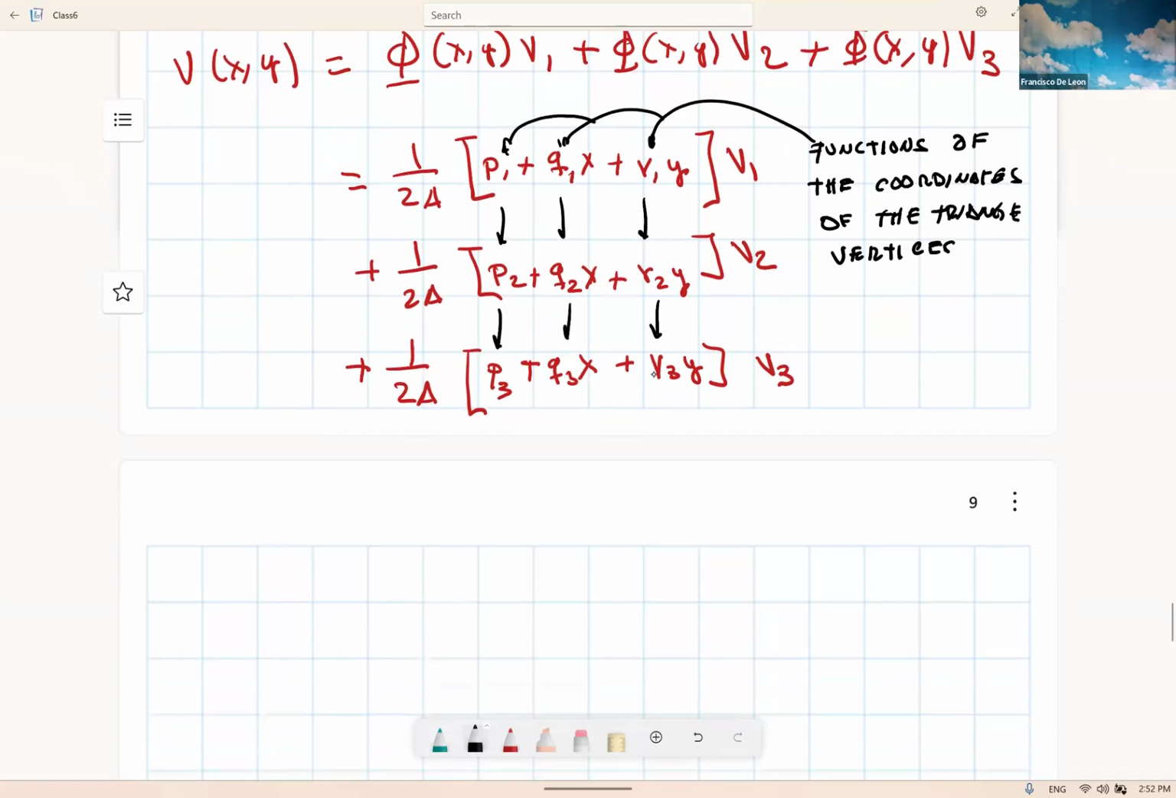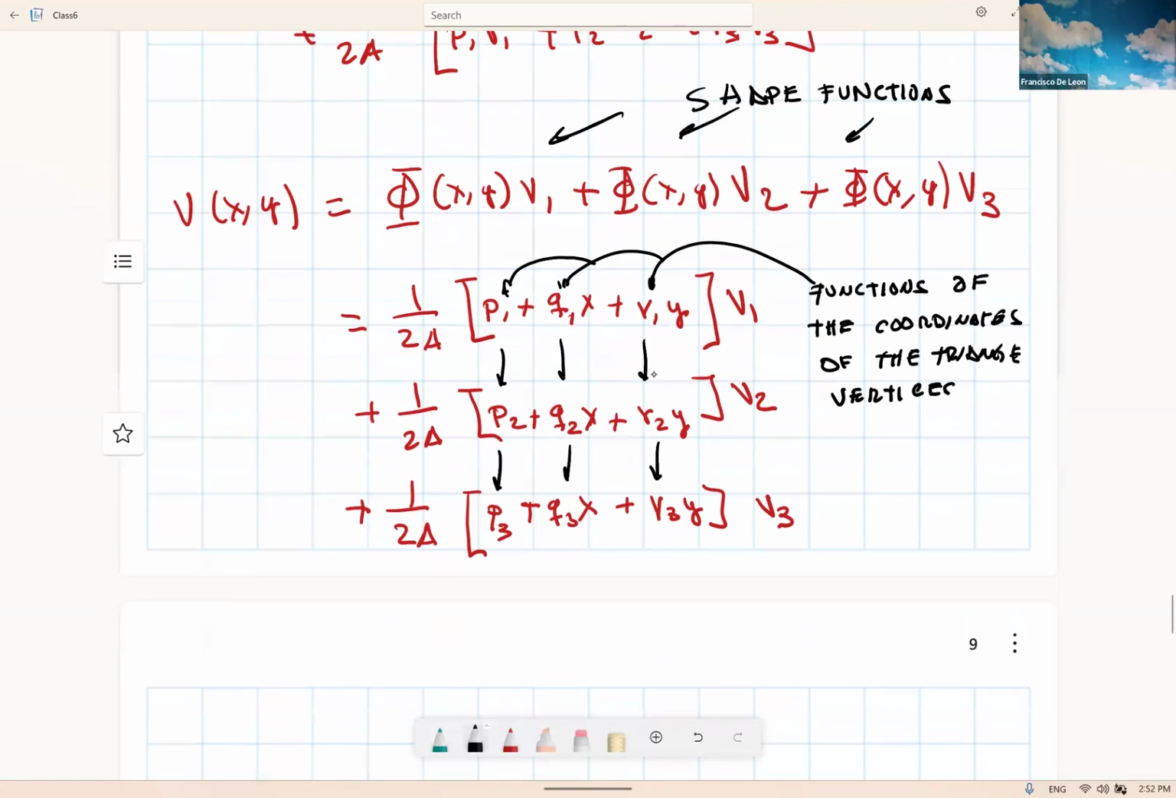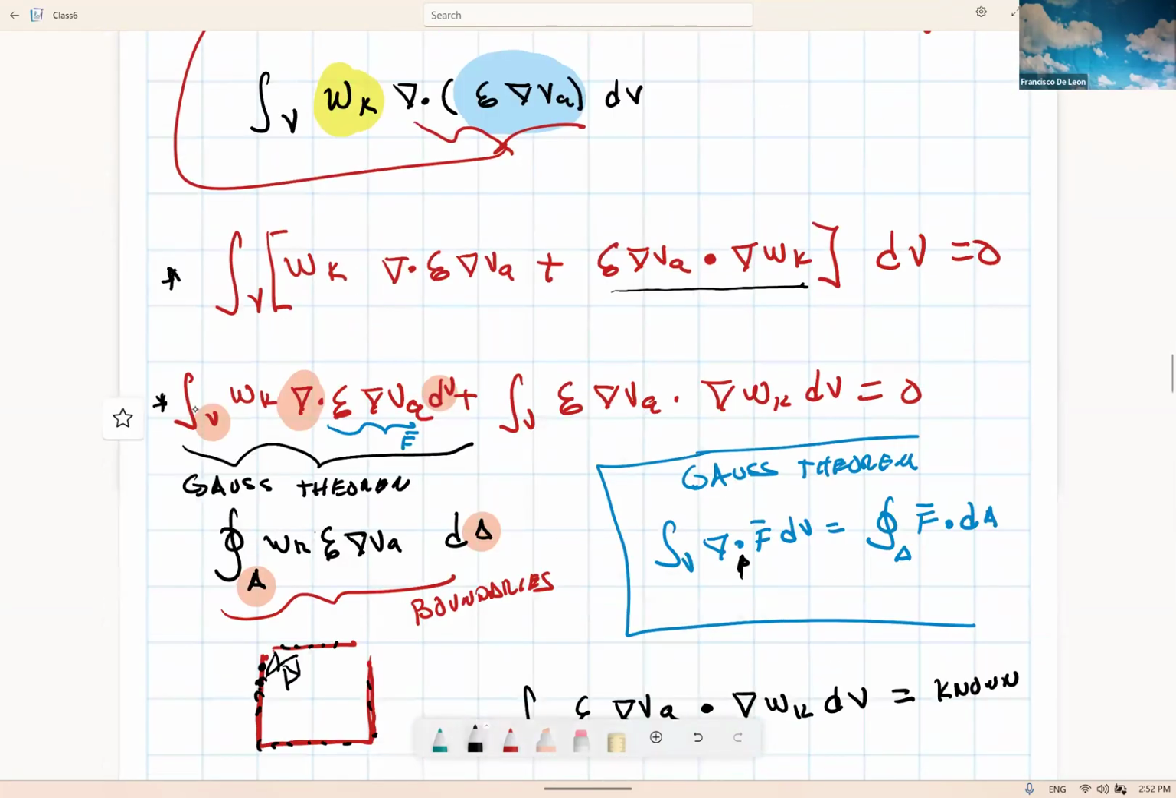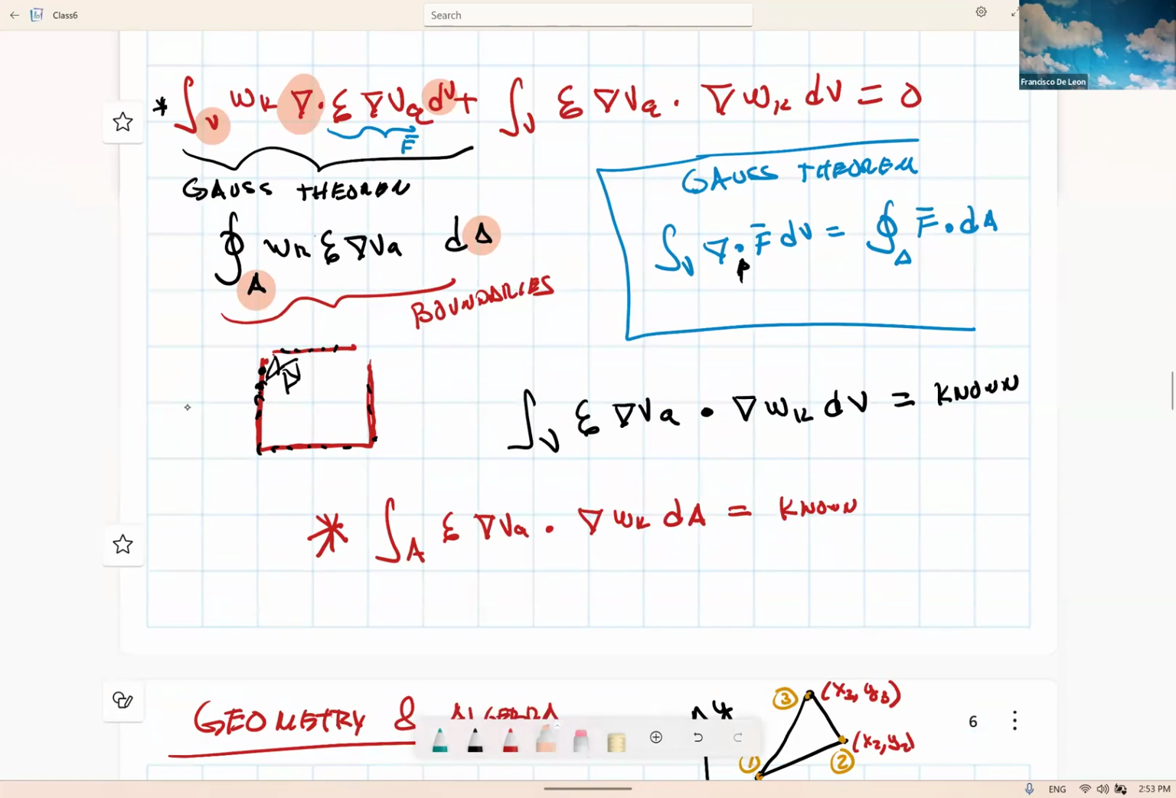Okay. The last step is I need to go back to the beginning here. Well, not quite to the beginning, but here. I'm going to need this pink equation here. I'm going to use this equation.